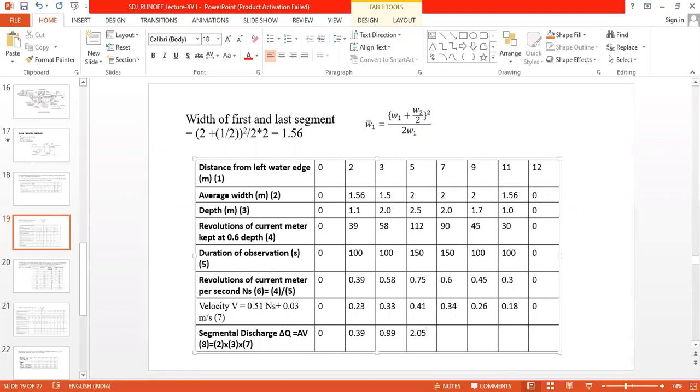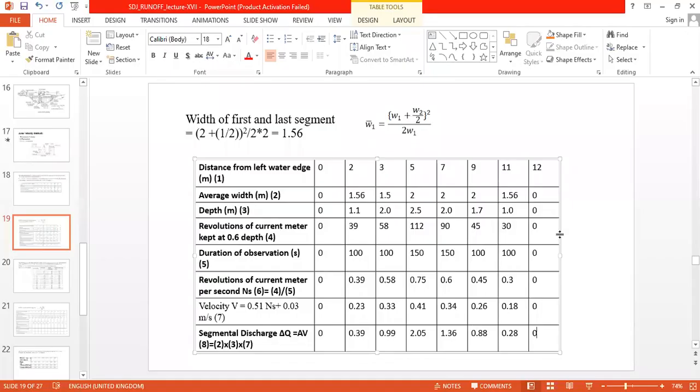Then width as 2 into depth as 2 into velocity as 0.34, it's 1.36. Then 2 into 1.7 into 0.26 is 0.88. Then width 1.56 into depth as 1 into velocity as 0.18, that is 0.28, and lastly 0 I would like to mark over.